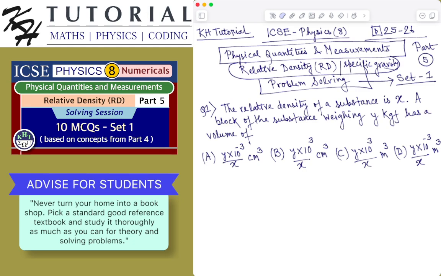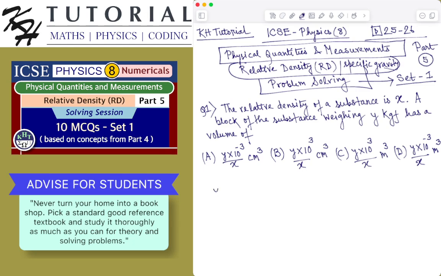Okay, so question number 1 says the relative density of a substance is X. A block of the substance weighing Y kgf has a volume of... So the relative density is given. When a relative density of a substance is given, we immediately know its density either in gram per centimeter cube or kilogram per meter cube. It is also given that the weight of the block of that substance is Y kgf.